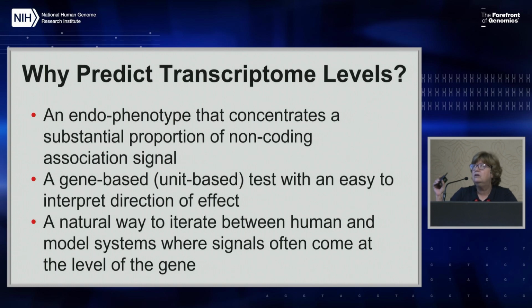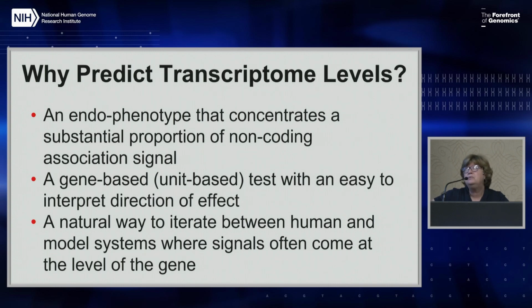And so part of the rationale for measuring, but now in addition genetically predicting, is to have a more sensible way of aggregating genome variation into a gene-based test, and for long non-coding RNAs, a unit-based test with an easy-to-interpret direction of effect. So we understand how gene expression levels might be affecting phenotypes like diabetes or asthma over a lifetime.